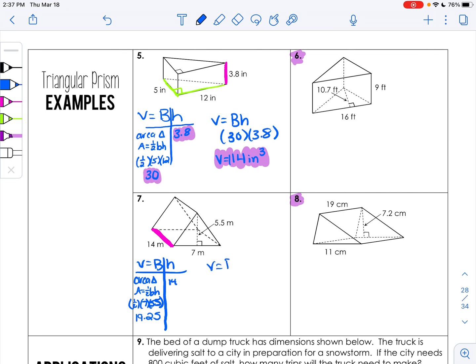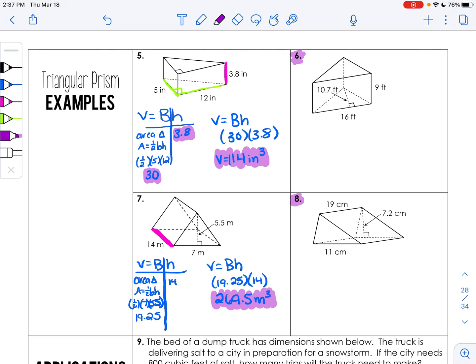So back to volume, area of your base times your height. We found the area of our base is 19.25 and our height is 14. So when we multiply those two together, we get 269.5, and our unit is meters, and it is meters cubed.